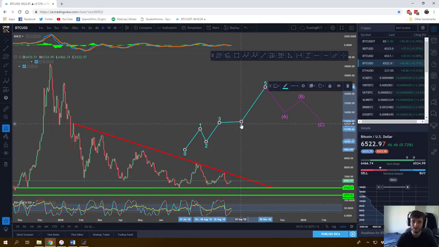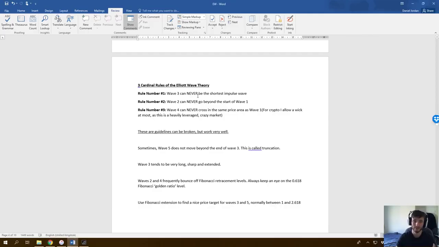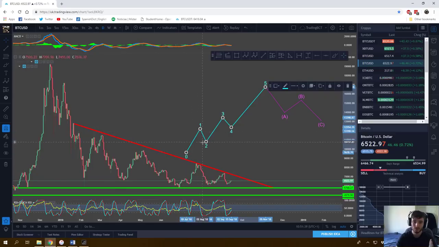If we were looking at this, and wave 3, let's say, was like this, and wave 3 is the shortest, this is not a valid count. Wave 3 cannot be the shortest, okay? So that's rule number 1. Wave 3 is the majority of the time the biggest wave, but it can never be the shortest. Rule number 2: wave 2 can never go beyond the start of wave 1. So wave 2 here can never go beyond the start of wave 1. This would not be a valid count.